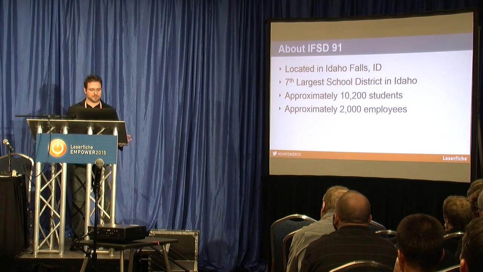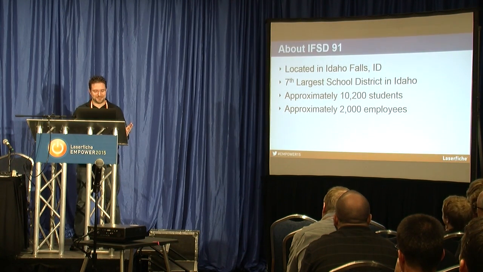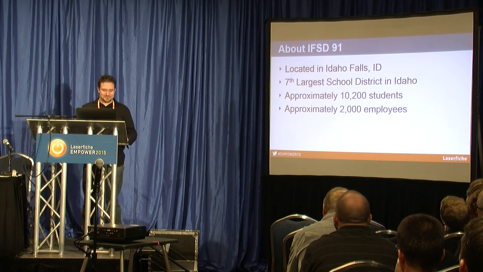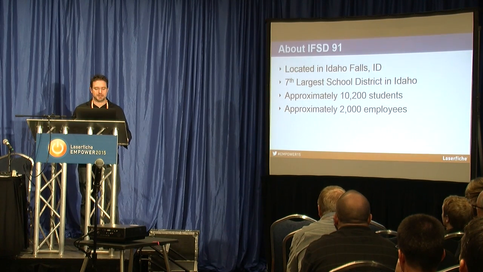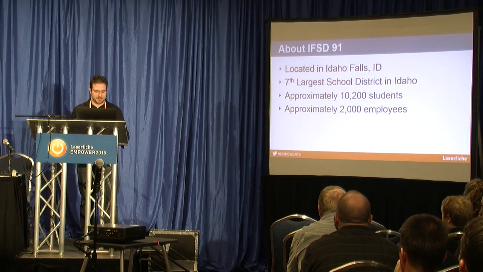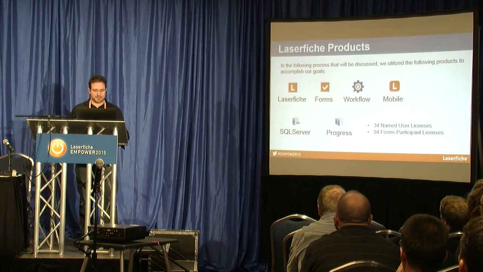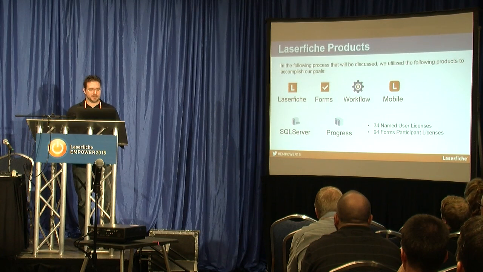So a little bit about Idaho Falls School District 91. We're located in Idaho Falls, Idaho, go figure. We're the 7th largest school district in the state with approximately 10,200 students, and we have approximately 2,000 employees. That includes administrative staff, teachers, throughout the whole district.